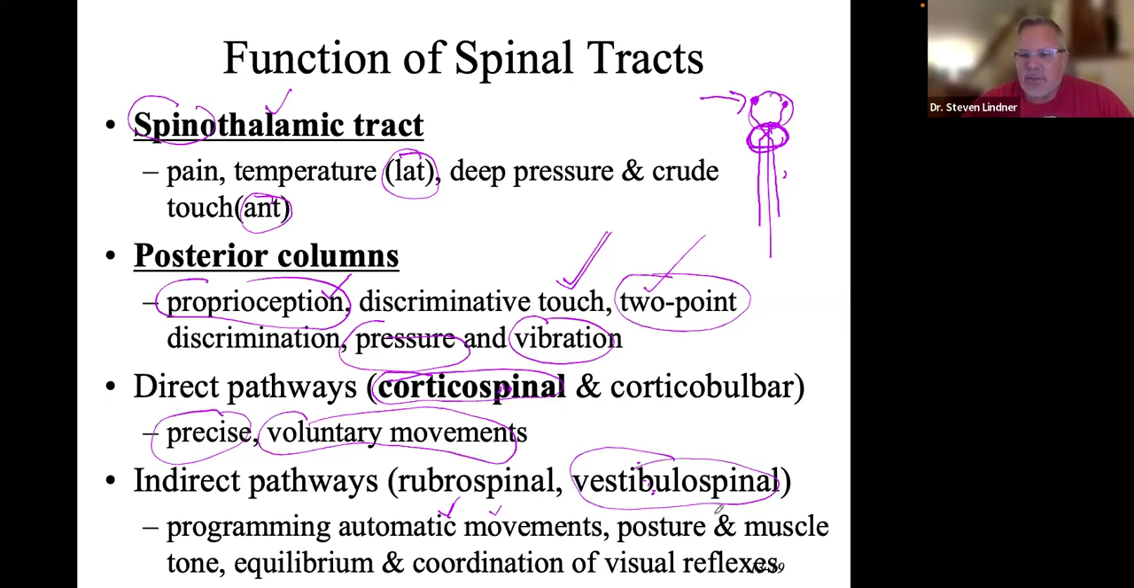Your postural muscles, all your muscle tone, coordinating your equilibrium, your balance with your eyes and the visual reflexes. These are all somewhat subconscious. You don't really have to think about those type of pathways working.